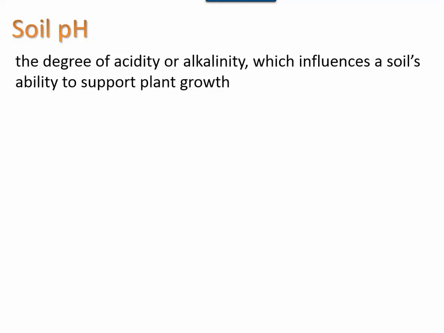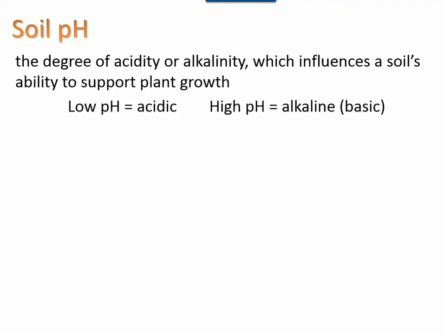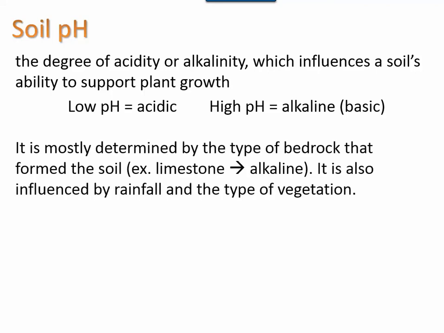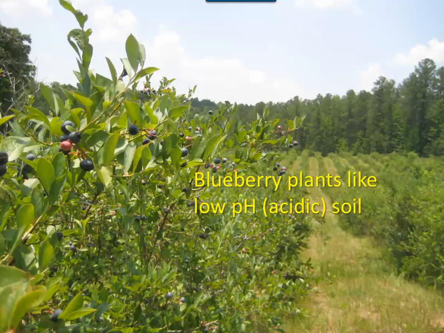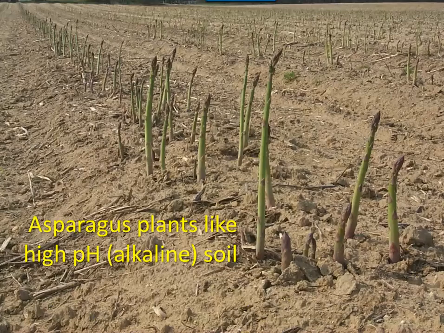The pH of it is the degree of the acidity or alkalinity, which influences the soil's ability to support plant growth. Low pH soil is called acidic, high pH is called alkaline or basic. And it's mostly determined by the type of bedrock that formed the soil. For example, limestone will turn into alkaline soil. It is also influenced by rainfall and the type of vegetation. And each type of plant has its preferred pH. So blueberry plants, for example, like low pH, acidic soil, and asparagus plants like high pH or alkaline soil.